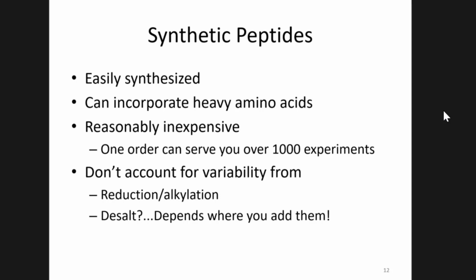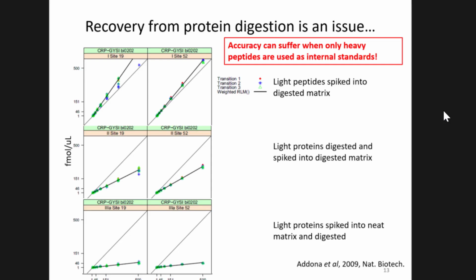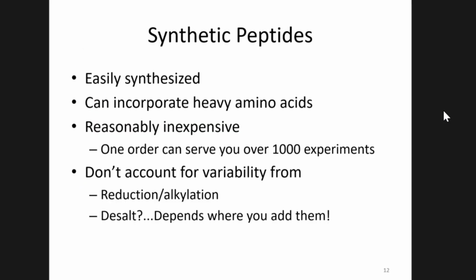And yeah, so the downside is they don't account for variability from the reduction alkylation step, unless you spike those in during that step, or maybe the desalt, depending on where you add them in your workflow. For this, just spike it before you do the LC-MS injection. Usually I would recommend spiking it in as early as possible.